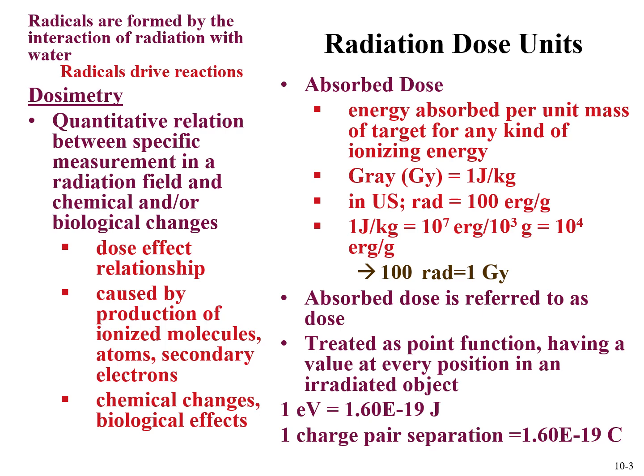This absorbed dose, so a gray or a rad, is often referred to as dose, and it's treated as a point function. So it has a value at every position in an irradiated object. The important thing to remember about these terms is the relationship between the SI unit and the US unit. In this case, a gray and a rad, the difference is 2 orders of magnitude. So 1 gray is 100 rad.